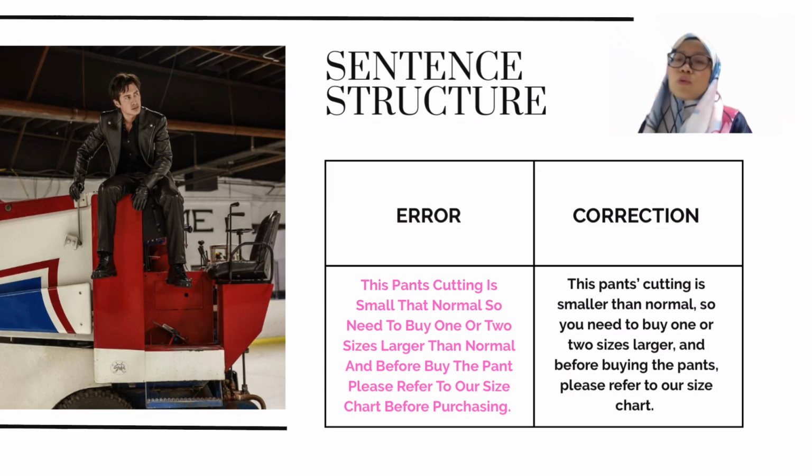We also found a sentence structure error in the first product. It is as read here: "this pen's cutting is small than normal, so need to buy 1 or 2 sizes larger than normal, and before buy the pen, please refer to our size chart before purchase." Even reading it sounds wrong, so what about the sentence structure? There are some corrections made in this sentence, which are the apostrophe, the comparative, which changes from "that" to "than", adding a few words to connect the sentences together and making this sentence grammatically correct.